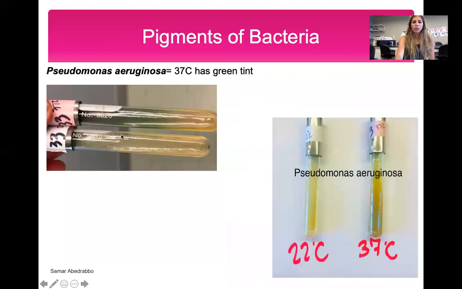Here's Pseudomonas aeruginosa, which is very common in different infections such as lung infections in hospitals. This bacteria has a yellowish growth at 22 degrees Celsius, and then at 37 degrees Celsius, so at body temperature, we see this nice strong green color. This is important because it helps us distinguish Pseudomonas from other bacteria. So if a patient has a potential Pseudomonas infection and you take a sample and you send it to lab and the lab tech streaks it and they see this bright color at 37 degrees Celsius, they right away know that it's a Pseudomonas aeruginosa infection.